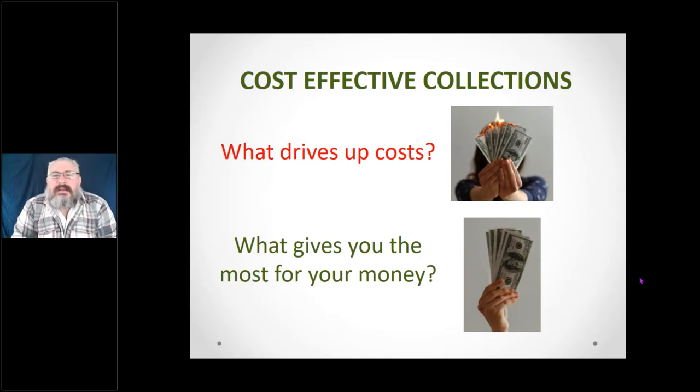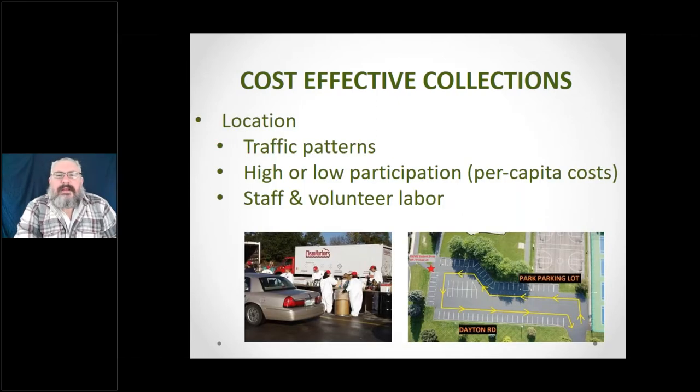All right, cost effectiveness of collections. Again, this is household hazardous waste collections. And over the years, we've noticed that some towns do a little bit better than others. I've seen cities that pay under $1 a pound to collect HHW and dispose of it. I've seen others that pay almost $5 a pound. So we're gonna talk about some of the key things that drive this up. Here we go. First thing is the location and traffic patterns.